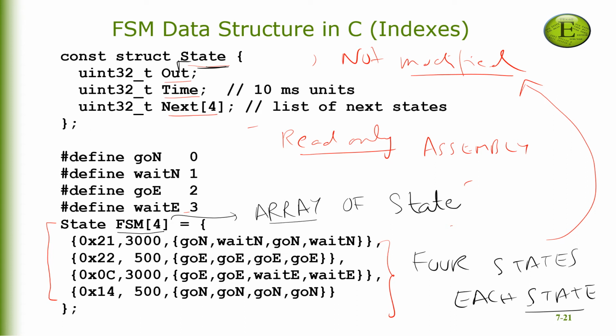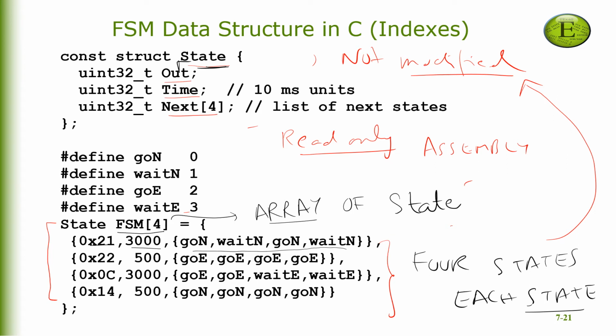The first element consists of three elements. One of them is the output, hex 21. The second is the wait. The third is an array, which actually defines the next possible state.